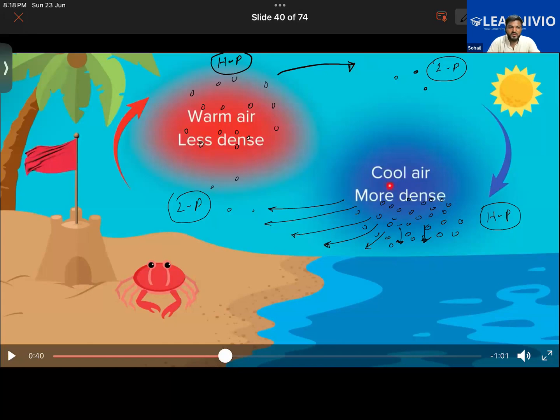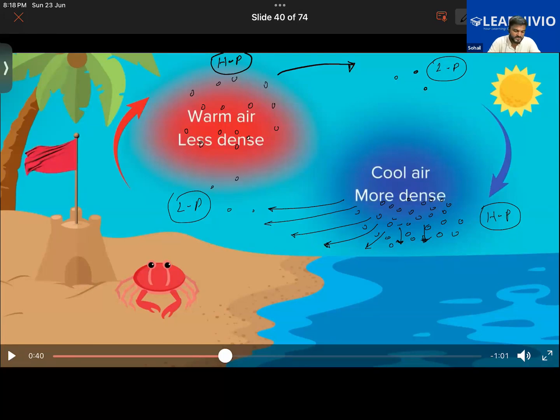So this phenomenon is basically what? Air which is blowing from the sea towards the land. So this is called a sea breeze. And I mean to say, when the warm air, which is less dense, is going from the land towards the sea, that's why it's called the land breeze. That would be happening during the night.